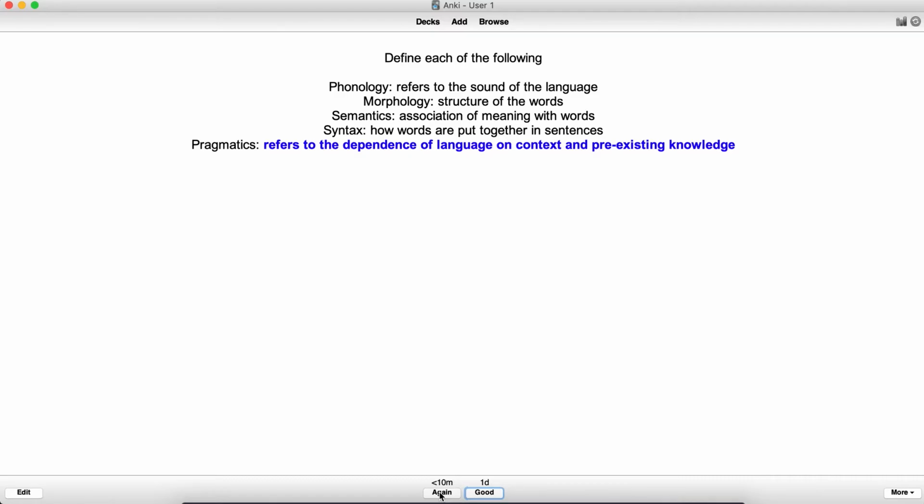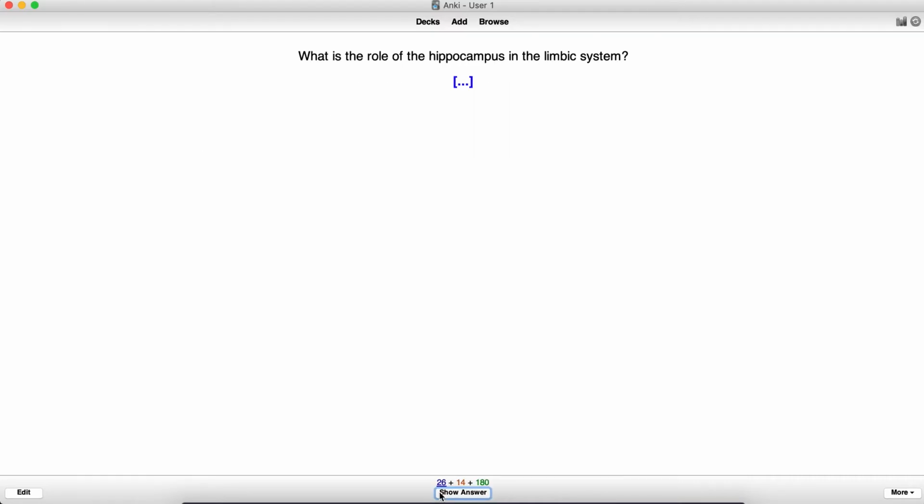Alright, define each of the following: pragmatics. Pragmatics just refers to giving meanings to words. Depends on language context. What's the role of hippocampus? No idea. Key in forming new memories, convert short-term memory to long-term memory.